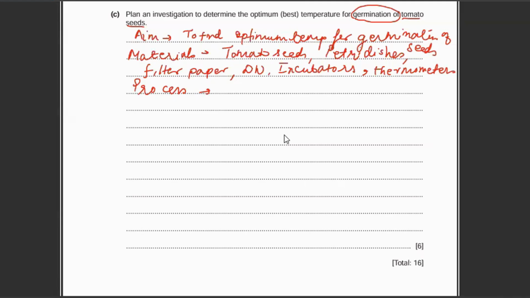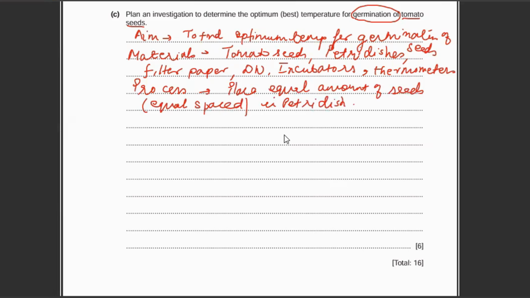So first of all, place an equal amount of seeds with equal spacing, okay? Equally spaced in the Petri dishes.